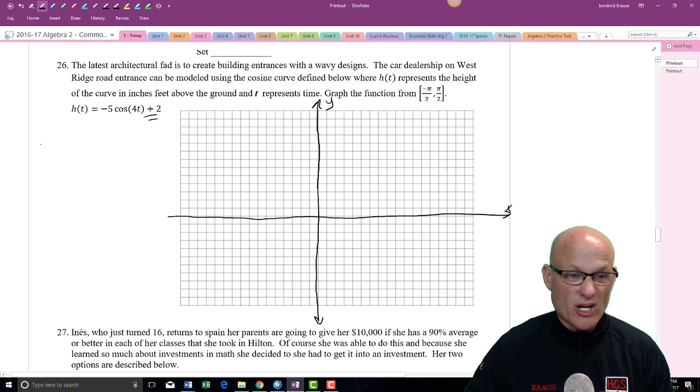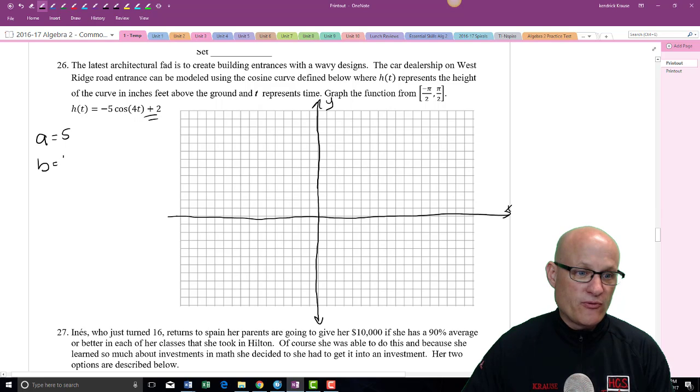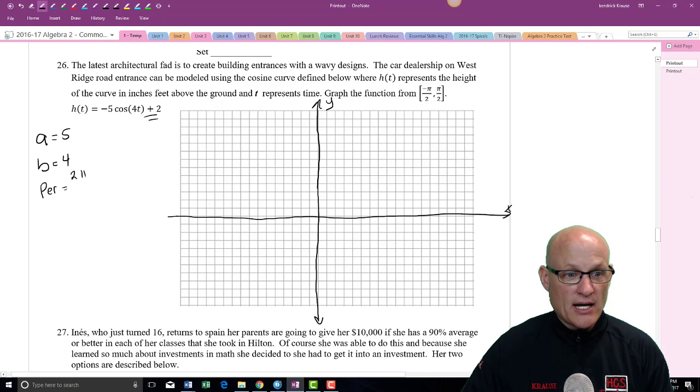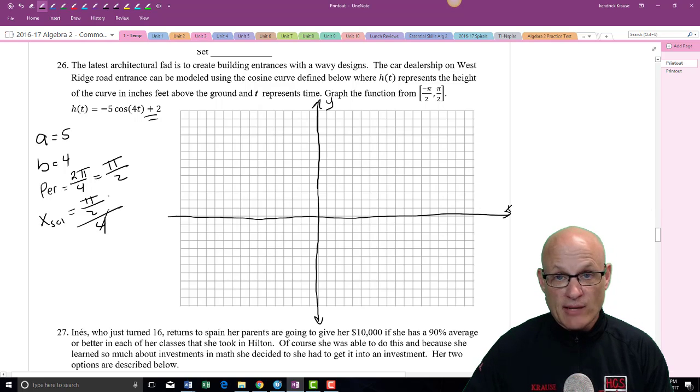All right, so now we just got to start writing our information down. A equals 5. A does not equal -5. B equals 4. From B, I go right to period. Period is equal to 2 pi over 4, which is really pi over 2. Now I go to x scale. X scale is always period divided by 4. Pi over 2 divided by 4. But again, dividing by 4 is the same as multiplying by 1/4. So my x scale is pi over 8.